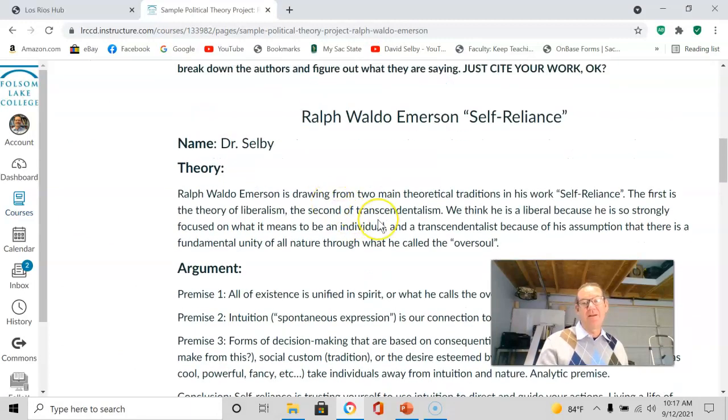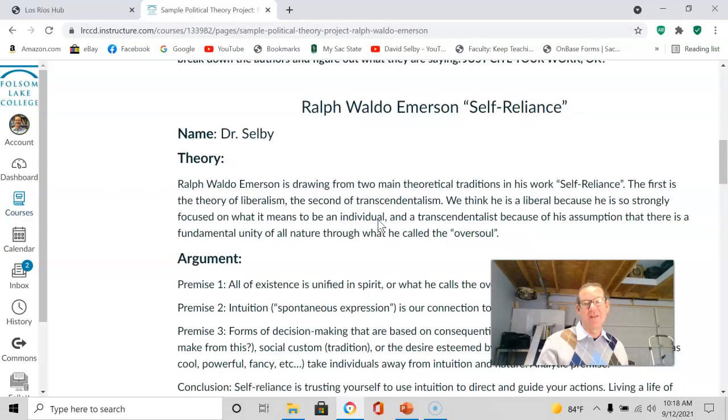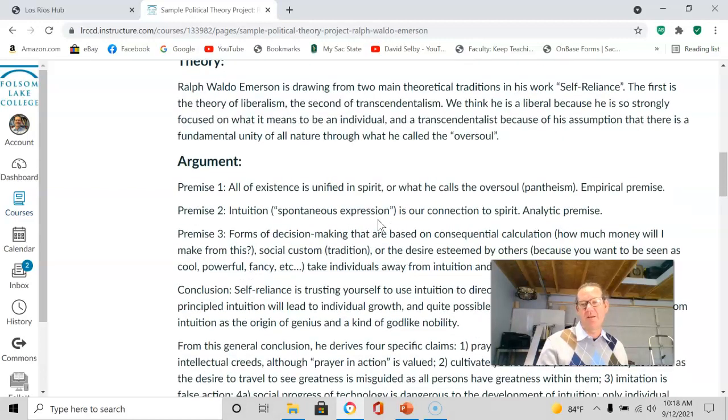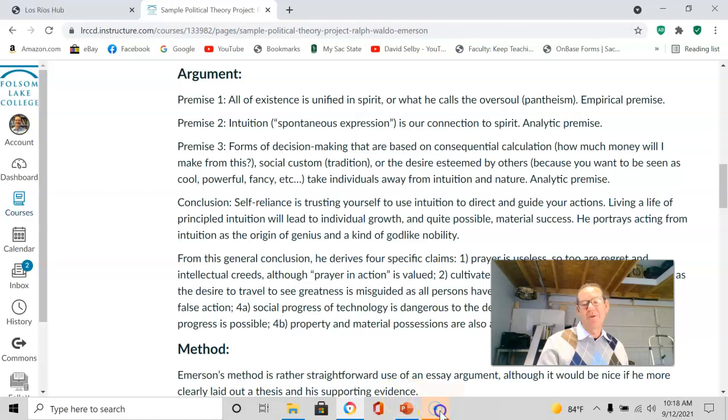So here we are. Ralph Waldo Emerson's Self-Reliance. This is my name, Dr. Selby. Emerson is drawing from 2 main theoretical works in his theoretical tradition, in his work Self-Reliance. The first is what we call liberalism, the second, American transcendentalism, and here's why we think this is the case. Notice here, what happened there? Oh, I know what happened there. Come back.